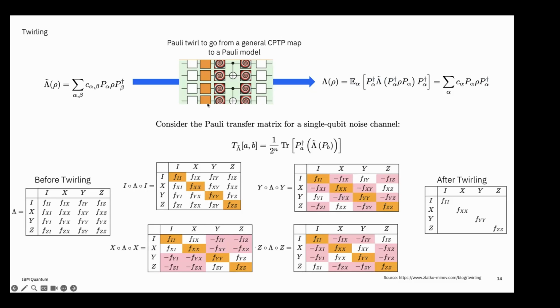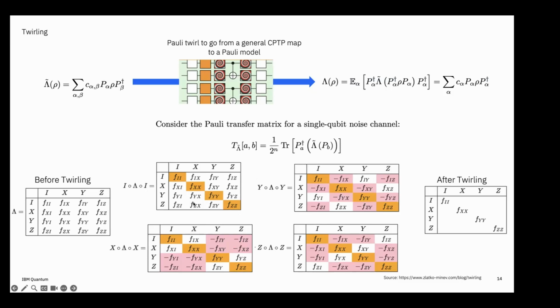Okay. And so how do we do twirling? I'm going to give you a very simple single qubit example, and hopefully that will help explain what's going on. Let's say I start with some noise model lambda on a single qubit. And I write the Pauli transfer matrix, where the Pauli transfer matrix is essentially just prepare in some Pauli basis, apply the noise channel, measure in a different basis. And so it has these terms. Imagine if I sandwiched this evolution with identity, X, Y, and Z, and I'm going to color the diagonal terms orange so that you can see that they don't change.